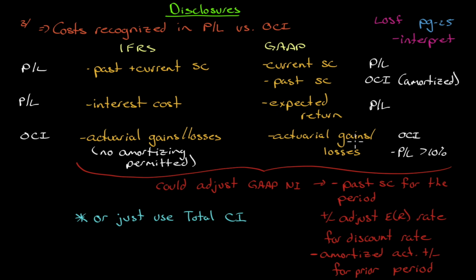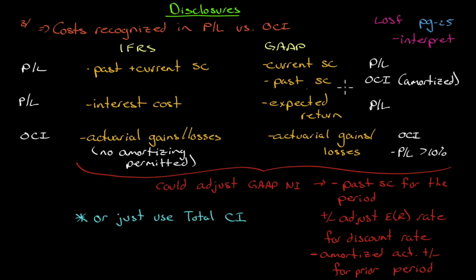And actuarial gains or losses go to OCI, just as with IFRS. However, if we're using the corridor method, remember, if the cumulative amount is greater than 10% of either the higher of the pension obligation or the total assets, then you do have to amortize to P&L. So a lot more can show up in P&L because of this, and a lot less can show up in P&L because of this, depending on the timing of all of these different costs.